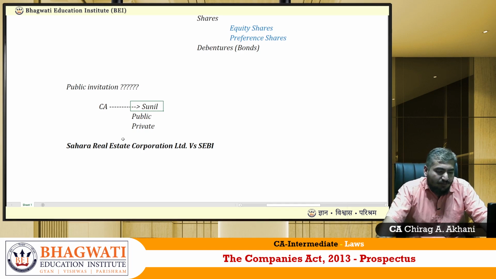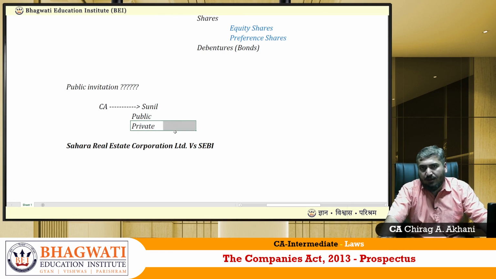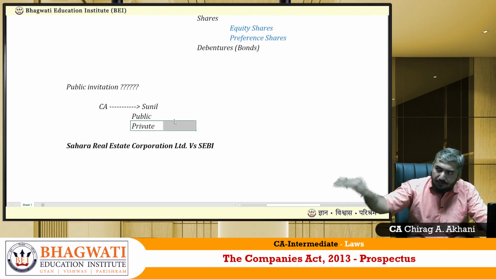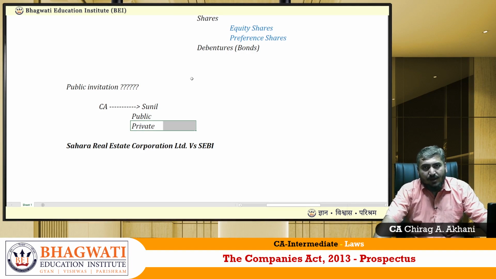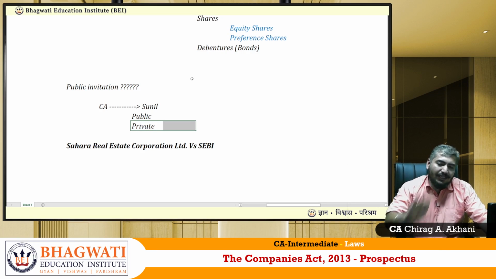So whenever we are restricting the acceptance, then these kinds of invitations or offers are considered private offers. Only you, only students, only residents of a certain area, only the people of a certain caste or certain community. So wherever we are restricting the acceptance, here it's a private invitation, private offer.